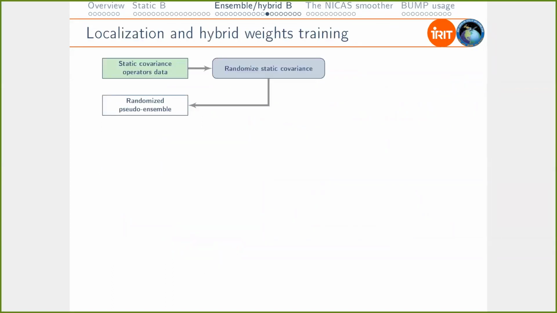And so the training process to compute the localization and the hybrid weights, for BUMP, we will start by randomizing the static covariance, because we cannot specify a static covariance to BUMP, because the static covariance can be very complex, with model-specific and generic operators mixed. So the easiest way is to randomize it, so apply its square root to a sequence of Gaussian deviates and get a pseudo ensemble.